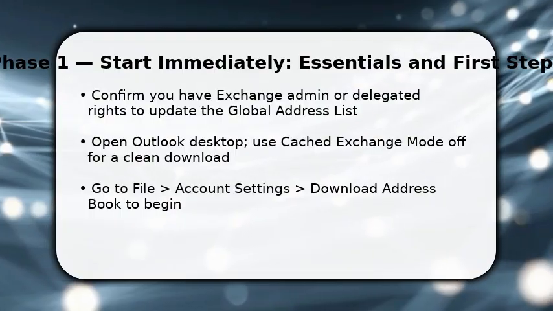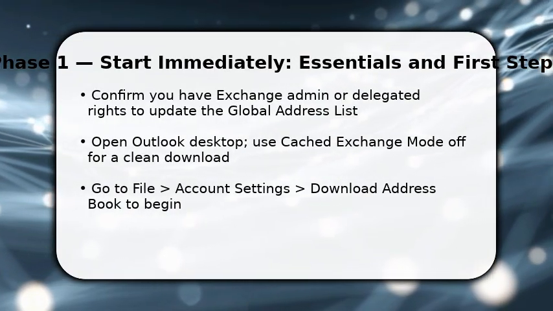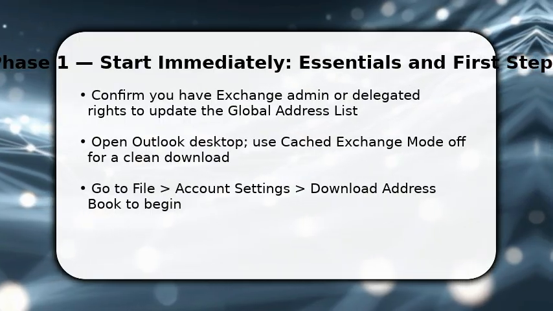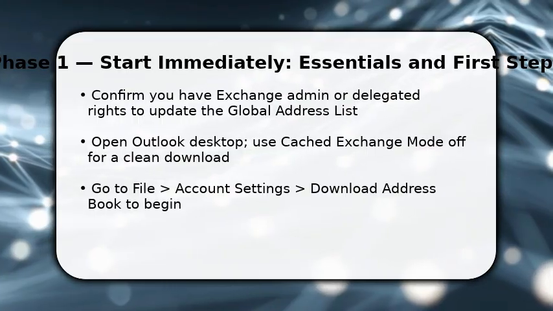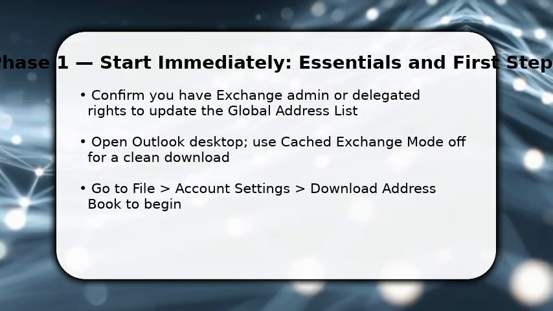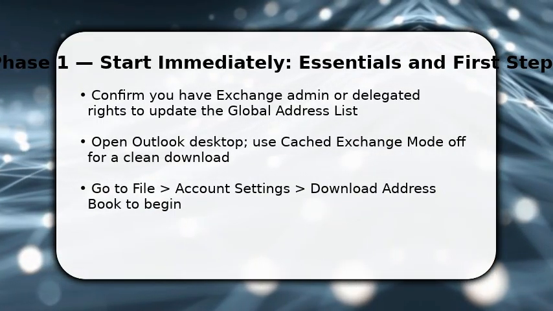You begin by confirming permissions and choosing the right client. Make sure you have Exchange admin or delegated rights, otherwise you cannot update the global address list. In Outlook, turn cached Exchange mode off if you want a fresh, server-accurate sync, then go to File, Account Settings, and select Download Address Book.